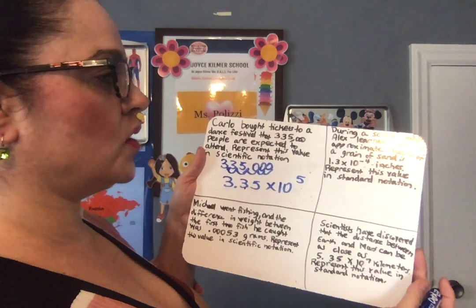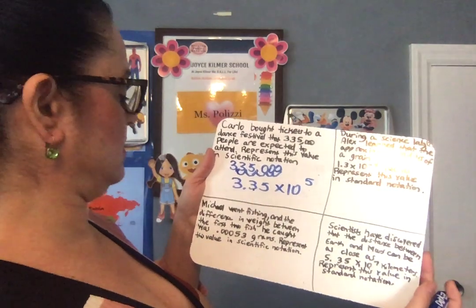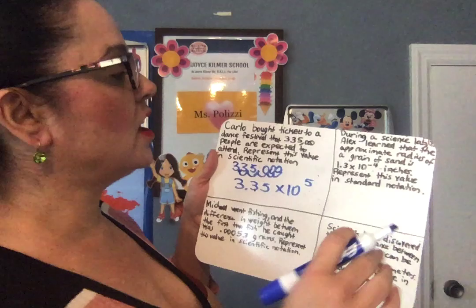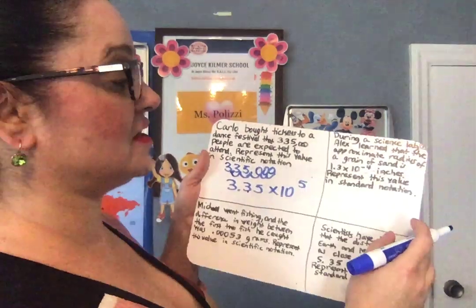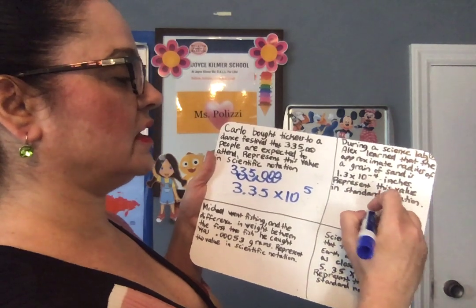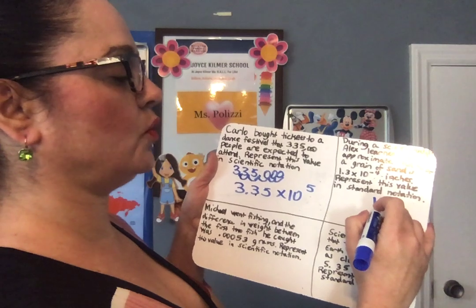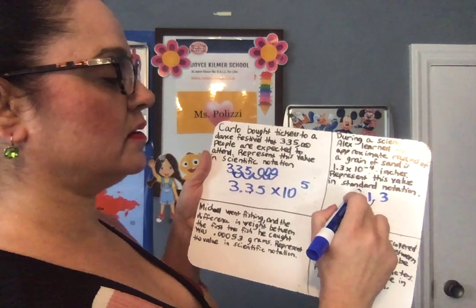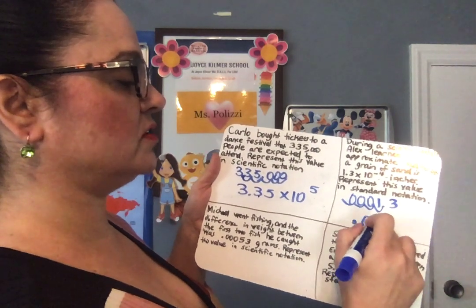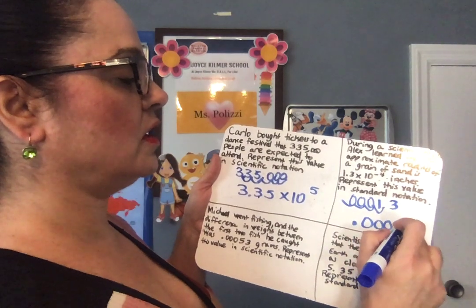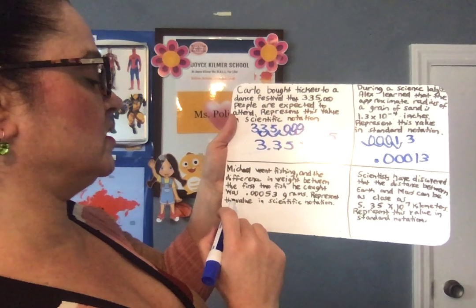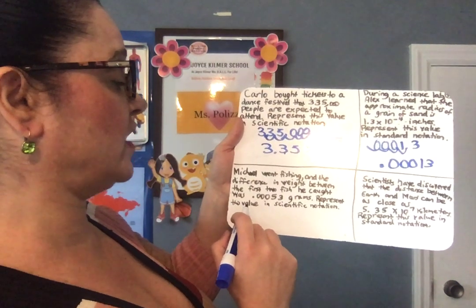Okay, the next one is going to be, let's work on this one. During a science lab, Alex learned that the approximate radius of a grain of sand is 1.3 times 10 to the negative 4 inches. Represent this value in standard notation. So let's write out 1.3, and since it's a negative 4, we'll count 4 left. So 1, put a 0, 2, 3, 4. So written in standard notation, 0.00013.